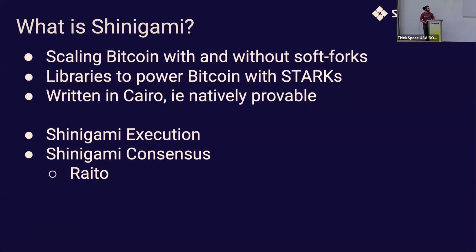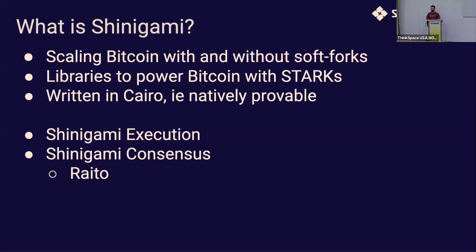Essentially, the StarkWare team's goal in general with Shinigami and the exploration projects that we're working on is scaling Bitcoin with and without soft forks, figuring out all the different ways that we can use Starks to help Bitcoin reach mass scale. So that's where Shinigami comes into play. Shinigami is a set of libraries written in Cairo to allow us to use the power of Starks to superpower Bitcoin. And since we're using Cairo, it allows us to be natively provable, and I'll go into what that means in a bit.